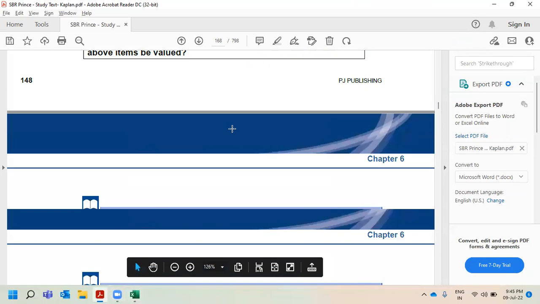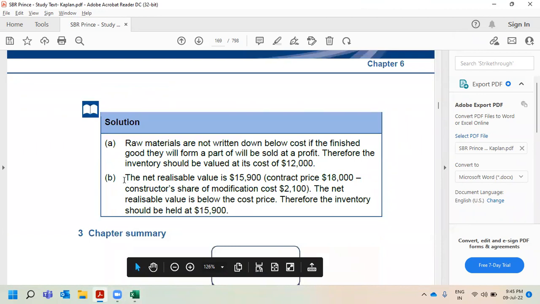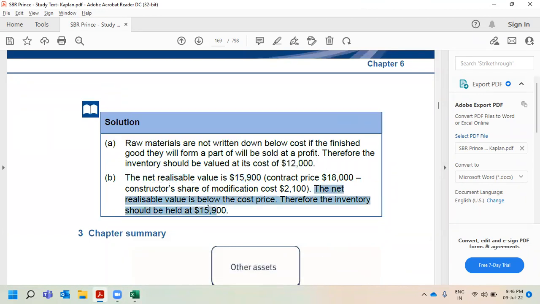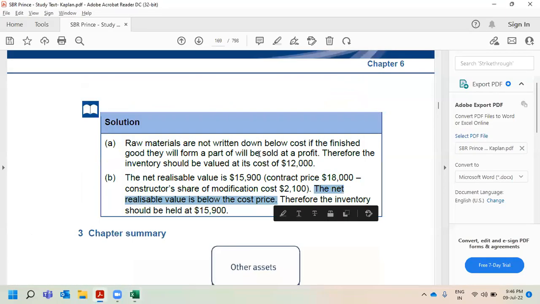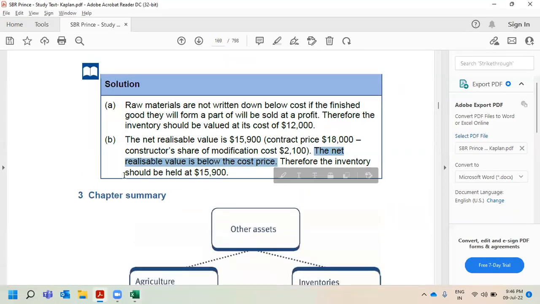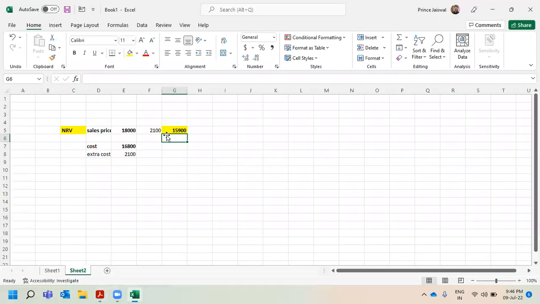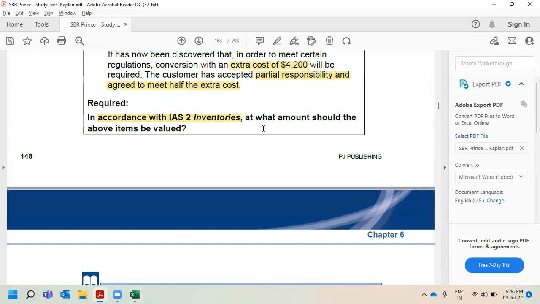Let's check the answer. The net realizable value is below the cost price, the same as what we have done. The NRV is less than 16,800, and therefore the inventory should be held at the NRV, and we are valuing it at that only. So our answer is correct.